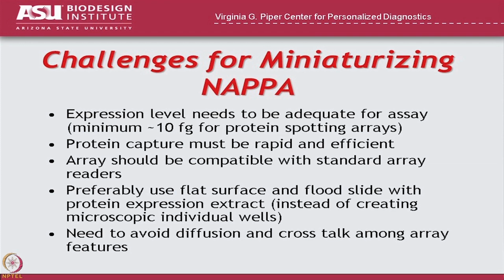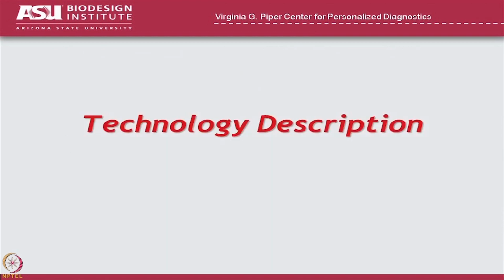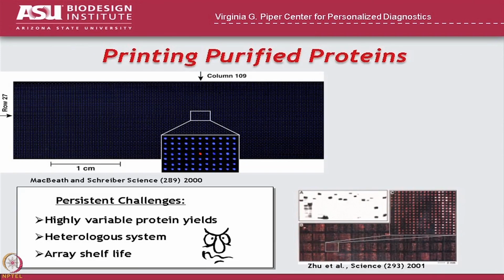We didn't want to have to manufacture these specialized methods for expressing in little tiny wells or something like that. I'm going to come back to that because we now are moving in that direction. But at the time, we really wanted this to be very simple. And of course, we had to avoid crosstalk from spot to spot. So let me talk about the technology. So most people who build protein arrays do it by purifying the proteins first.